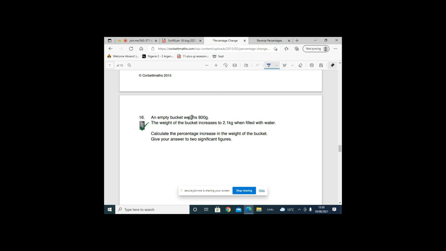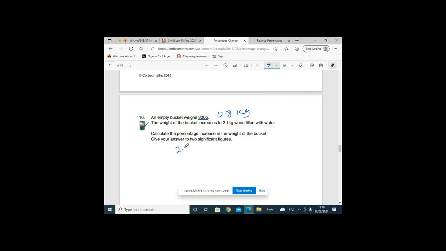So let me just do it because it's so long. You change this one to 0.8 because it has to be the same unit. If you want to convert grams to kilograms, you divide by 1,000. So 800 divided by 1,000 is 0.8. So it's going to be 0.8 kg.